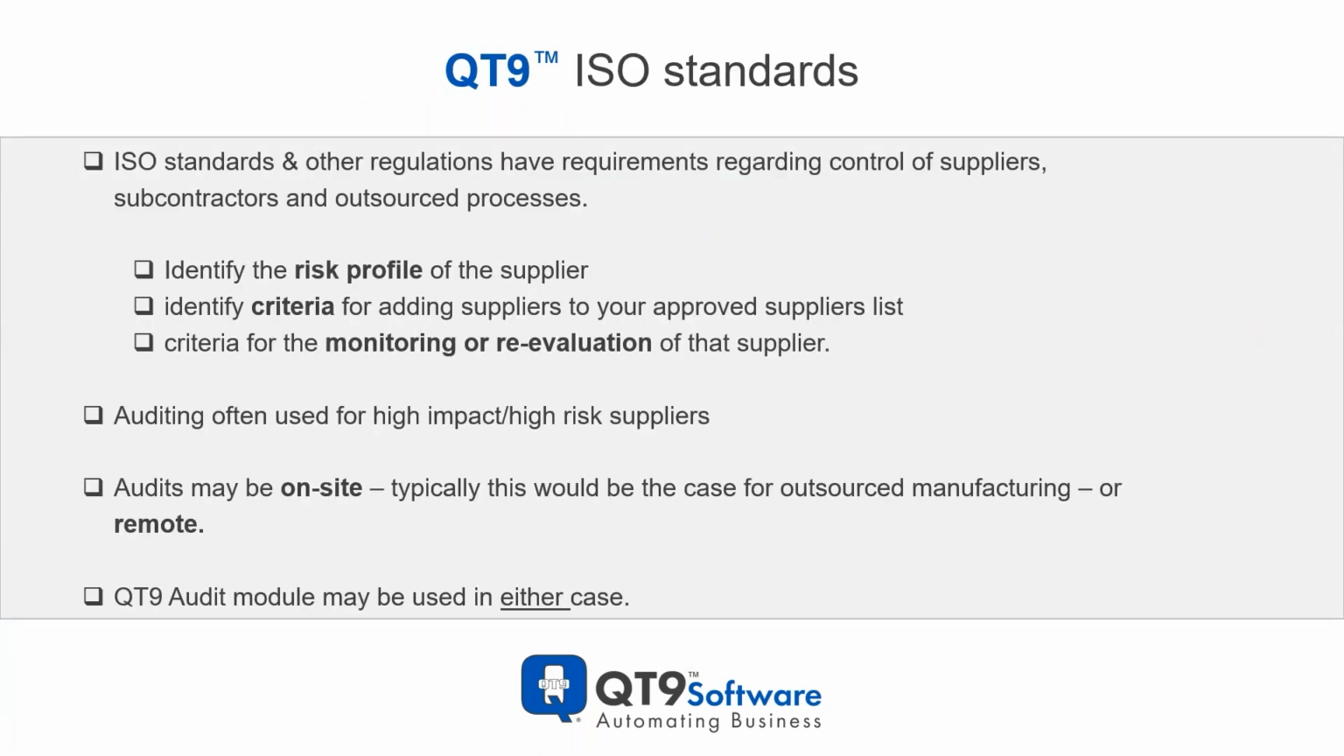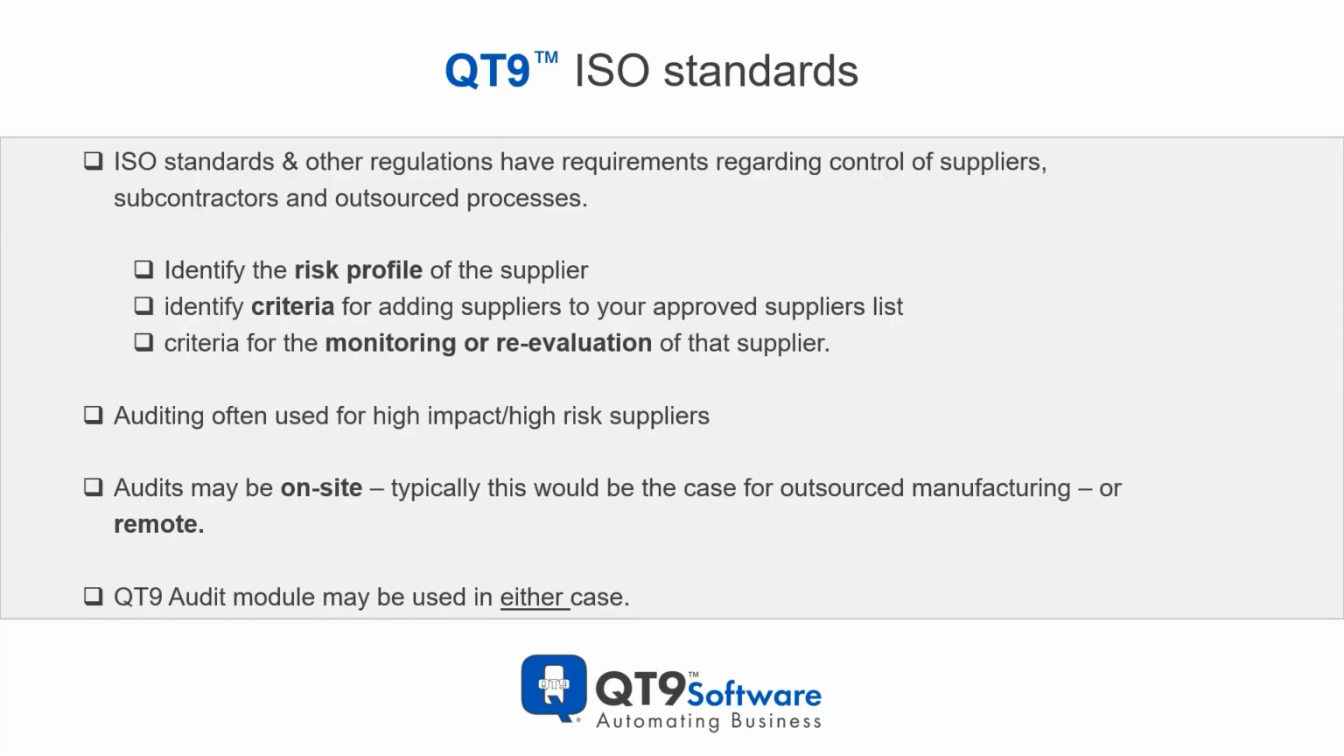In terms of the ISO standards, I'm not referencing any particular ones, but all of the ISO standards and other regulations stipulate requirements regarding control of suppliers, subcontractors, and outsourced processes, so essentially your supply chain. You would identify the risk profile of the supplier, identify criteria for adding suppliers to your approved suppliers list, and then criteria for the monitoring and reevaluation of that supplier.